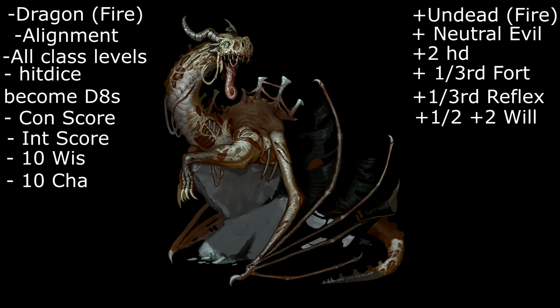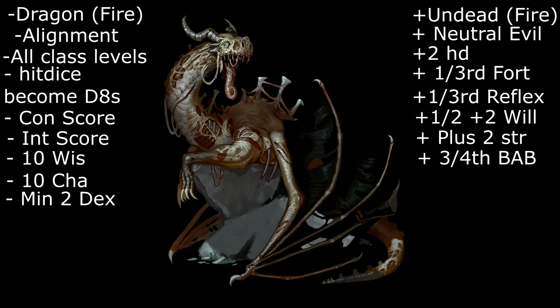The red dragon also loses its intelligence score entirely, and both its wisdom and charisma get set to 10. It retains its own strength and dexterity score, but adds 2 to strength and deducts 2 from dexterity. The red dragon's base attack bonus also gets recalculated and is now equal to 3/3 of its hit dice.